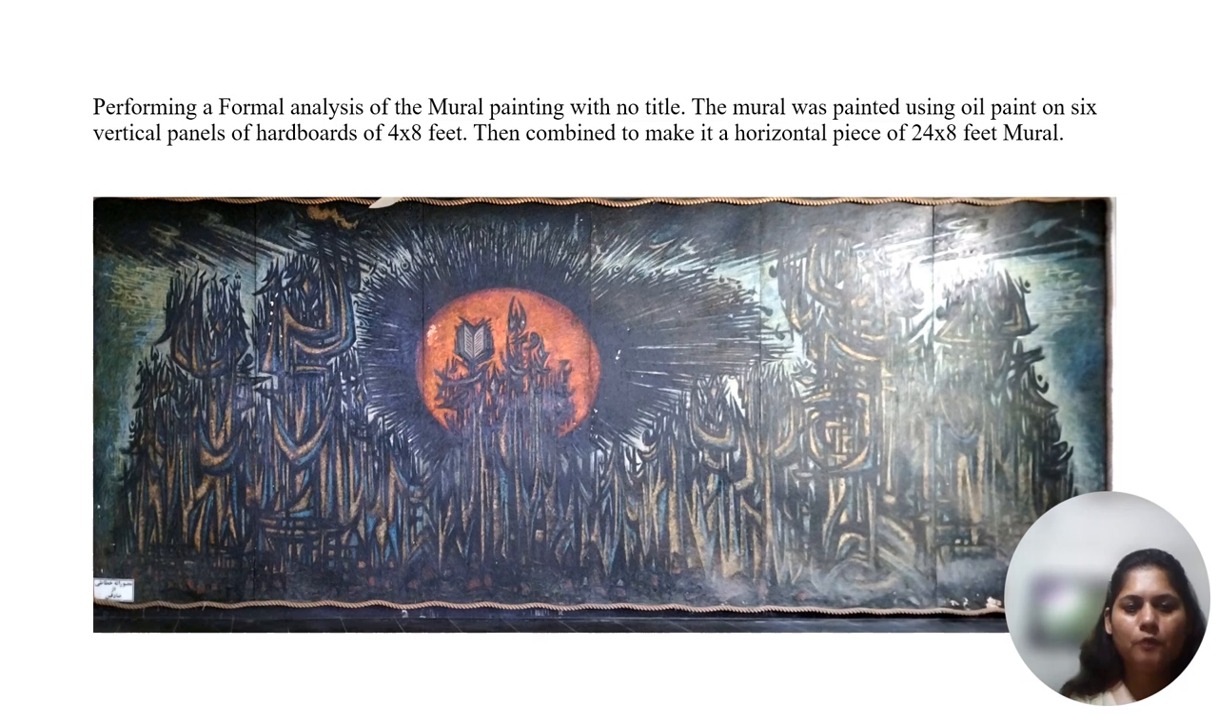Performing a formal analysis of the mural painting that has no title, the mural was painted using oil paint on 6 vertical panels of hardboard, 4 by 8 feet. As you can see, I'm pointing here: 1, 2, 3, 4, 5, and 6. And then they combine to make a horizontal mural of 24 by 8 feet.